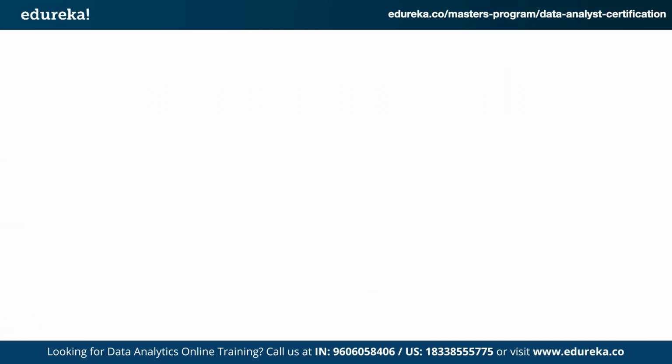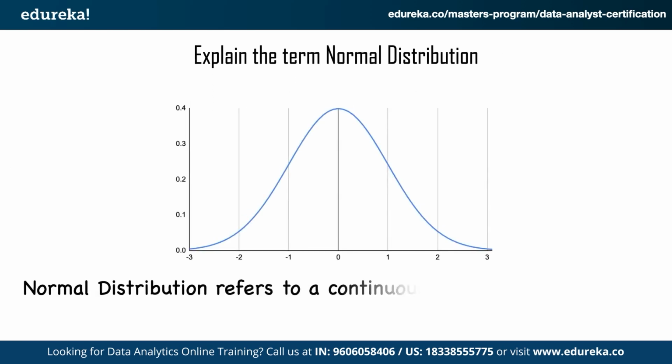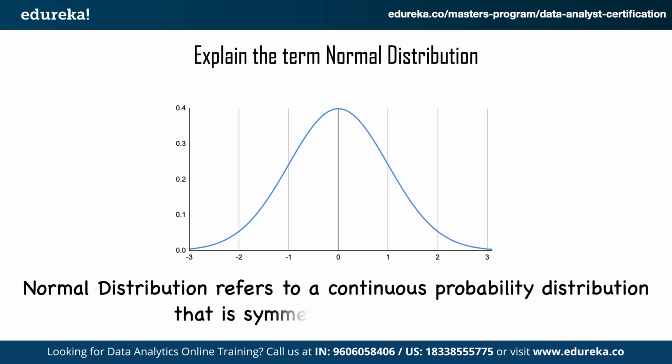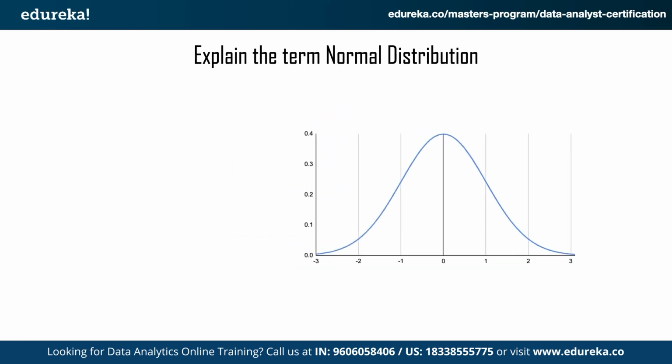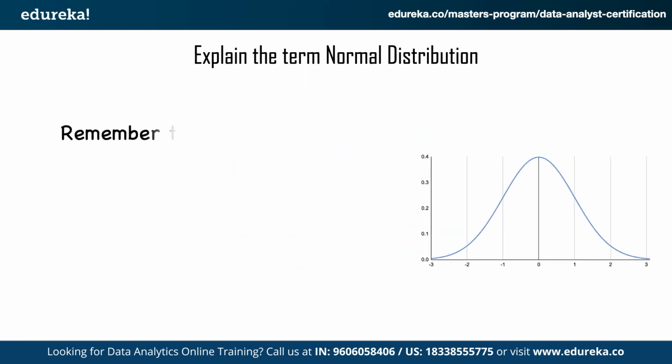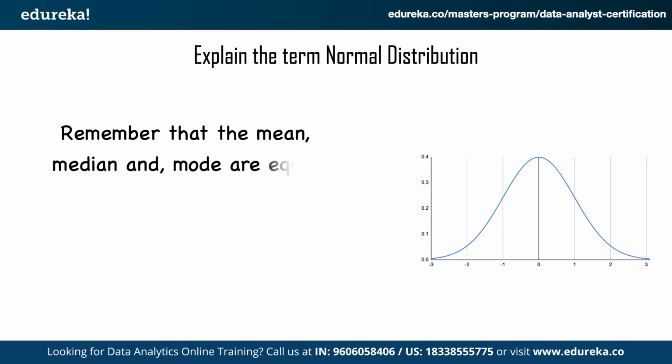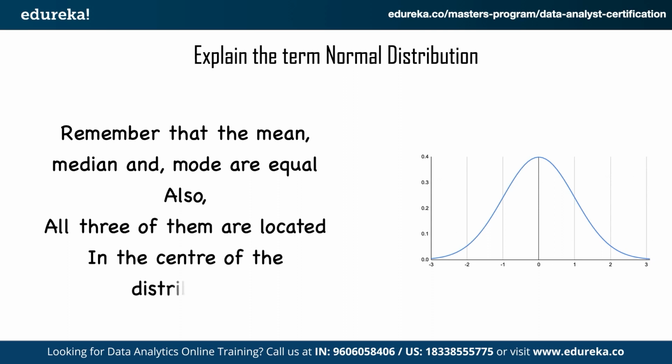Now, the second question that we have in this section is explain the term normal distribution. Normal distribution is one of the most basic concepts in graph theory, and it refers to a continuous probability distribution that is symmetric about the mean. Some of the important points over here is that you should remember that the mean, median, and mode of a normal distribution are equal, and all three of them are located in the center of the distribution.